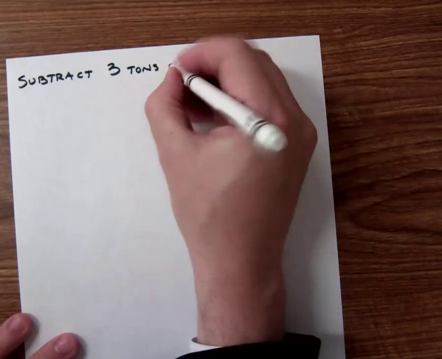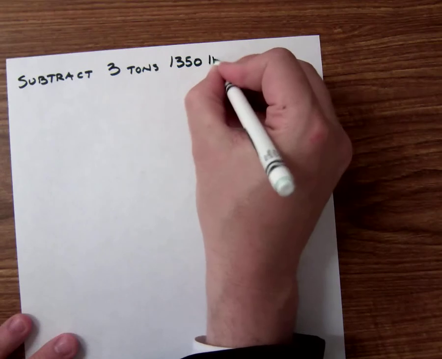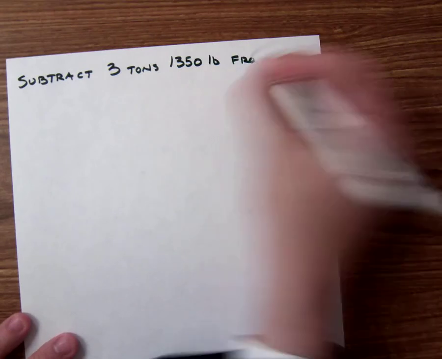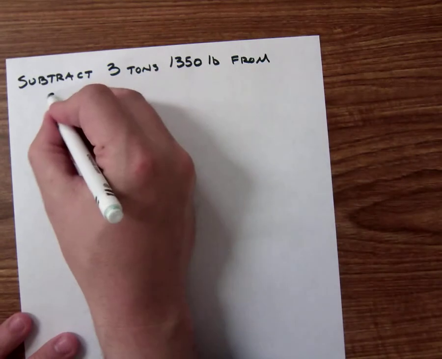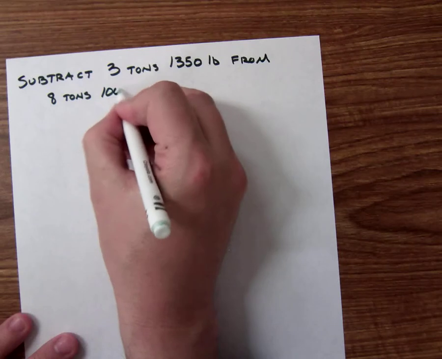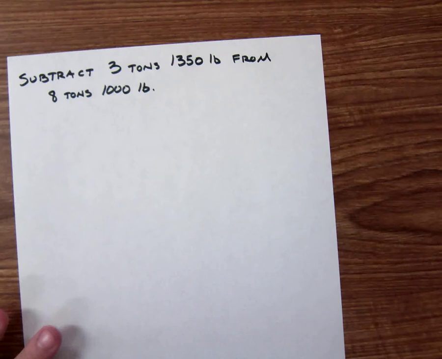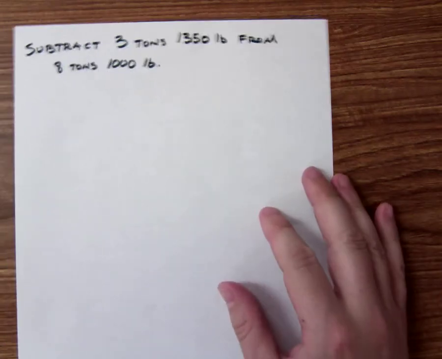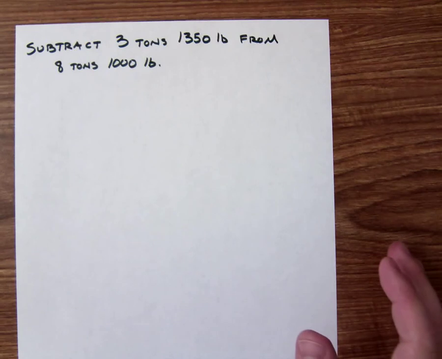We're going to subtract 3 tons, 1,350 pounds, from 8 tons, 1,000 pounds. Subtract 3 tons, 1,350 pounds from 8 tons, 1,000 pounds.